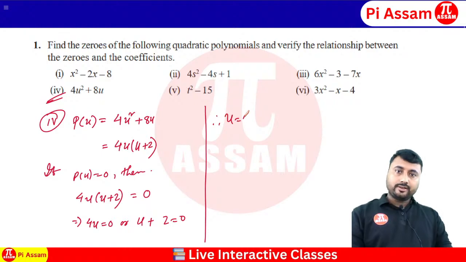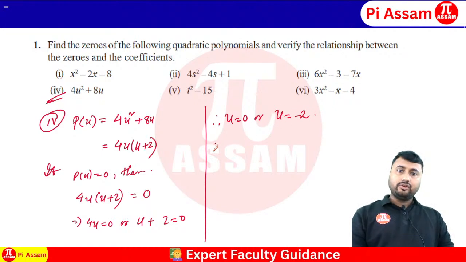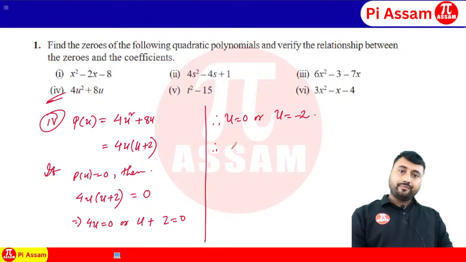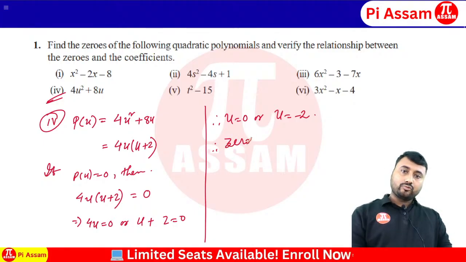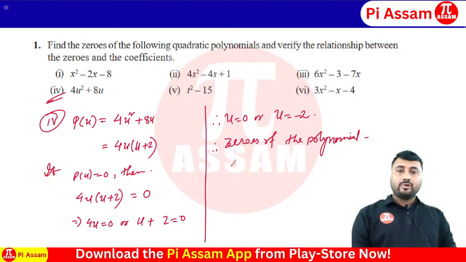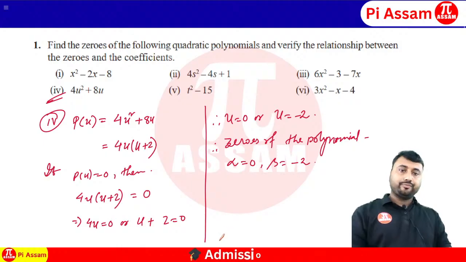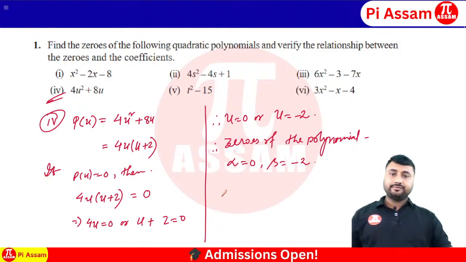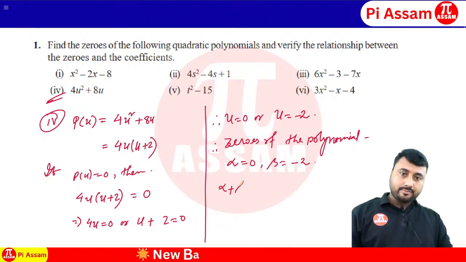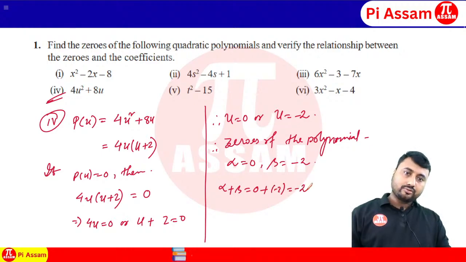Therefore, u will be 0 or u will be minus 2. So therefore, the zeros of this polynomial are alpha equal to 0 and beta equal to minus 2. Now we verify the relation. Alpha plus beta is equal to 0 plus minus 2, which is minus 2.